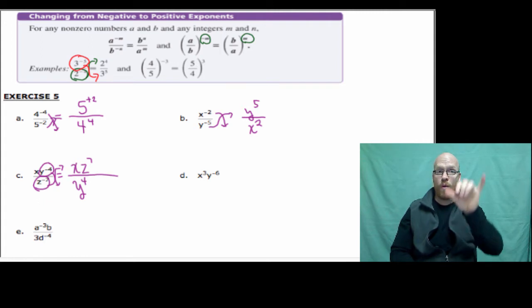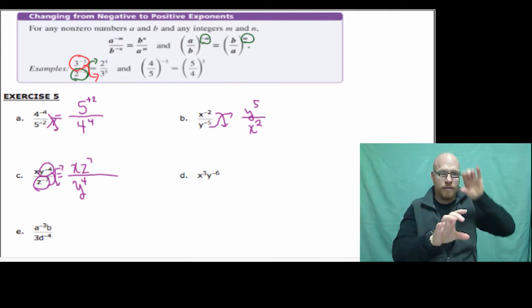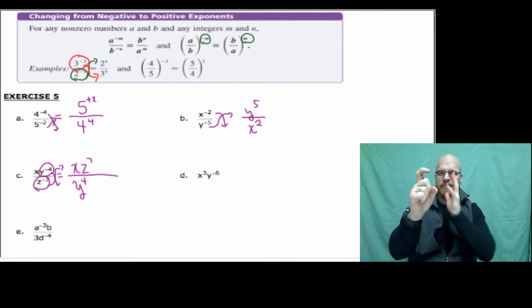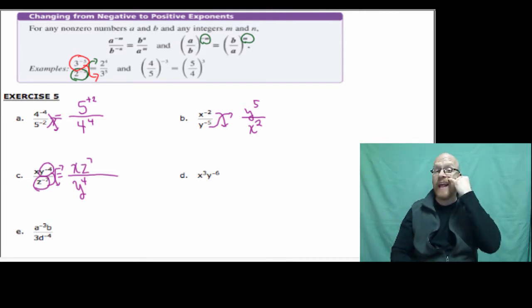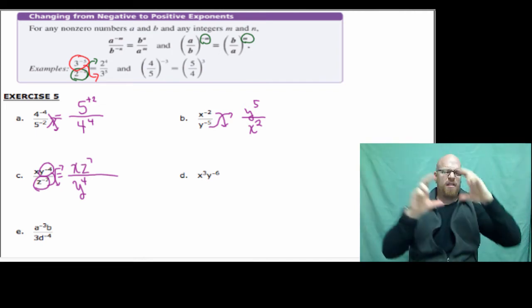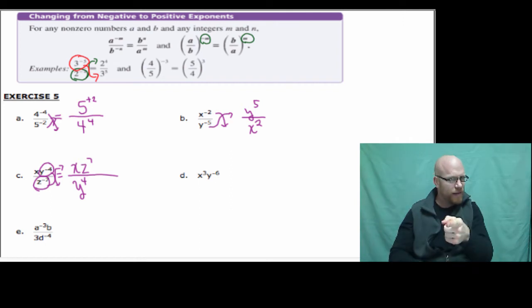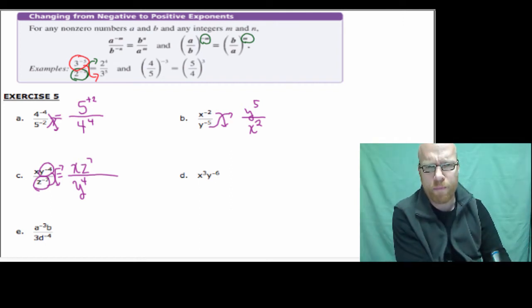Okay, you can see what happened here. The y to the negative 4 moved to the denominator, and the z to the negative 7 moved to the numerator. The x stayed where it was. It's not affected by the negative exponent. Now, if we had x times y in parentheses to the negative exponent, we'd move the whole thing. But this isn't that case. Let's look at D now.